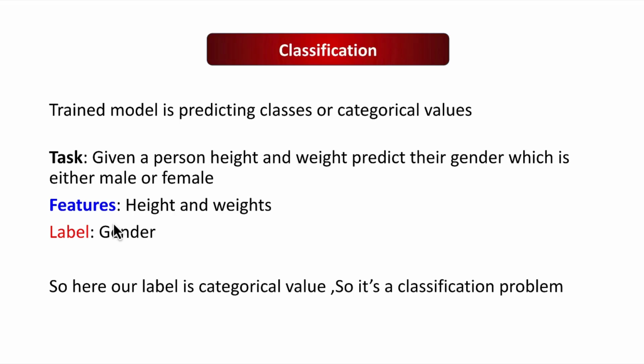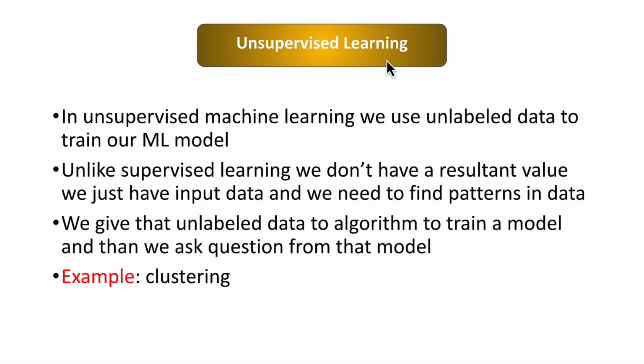On the other hand, in classification, our trained model is predicting classes or categorical values. For example, given a person's height and weight, predict their gender, which is either male or female. Here our features are height and weight and our label is gender. As gender can be either male or female, it is a categorical column. So here our label is a categorical value, so it's a classification problem. Now let's look at unsupervised machine learning.